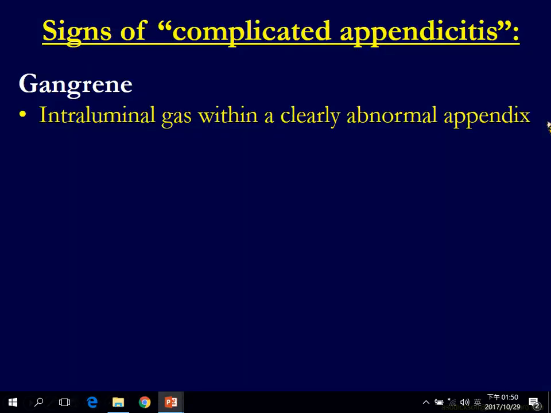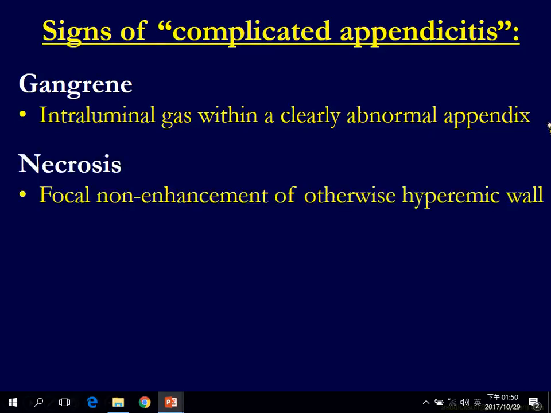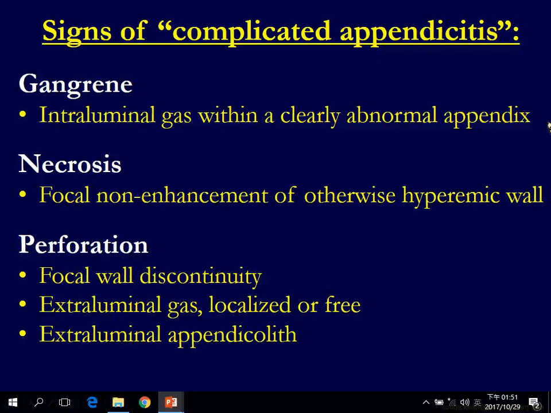So, signs of complicated appendicitis. First is gangrene. If we see a lot of intraluminal gas within a clearly abnormal appendix, we can suggest that this might be a sign of developing gangrenous appendicitis. It's helpful to look for the enhancement pattern in the wall of the appendix, because if we see a gap, we can suggest necrosis, which can very rapidly lead to perforation and abscess if it's not treated quickly. We, of course, look for signs of perforation, including focal discontinuity, extraluminal gas, or an extraluminal appendicolith, and of course we want to look for an adjacent abscess.